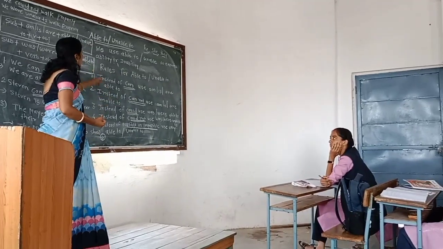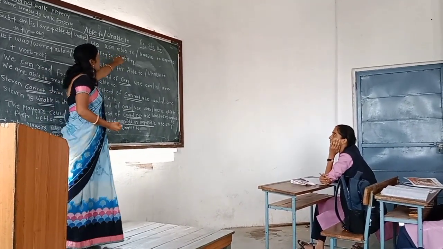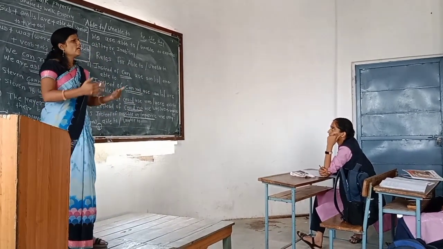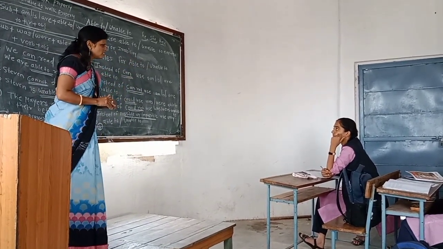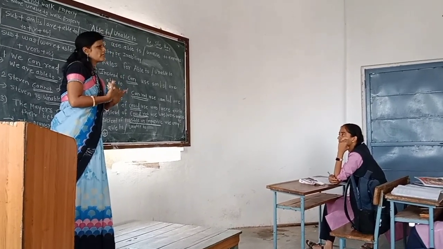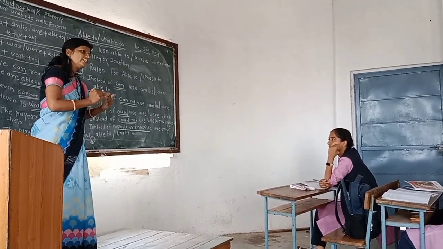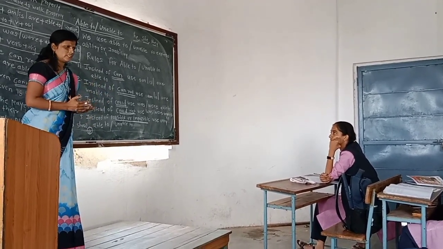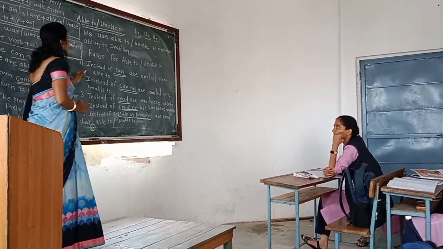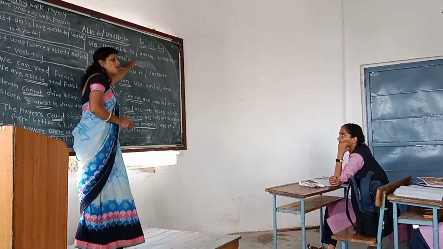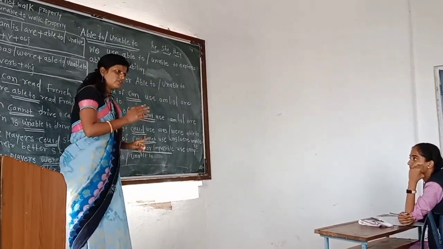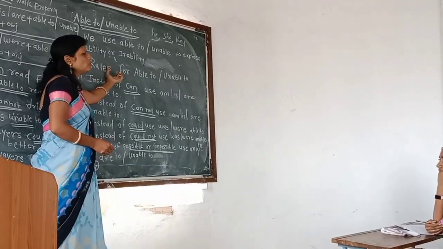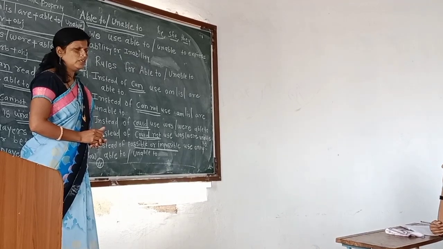So at that time we are using your ability or inability. For inability we can say I cannot speak English. That is your inability because you cannot speak English. At that time, instead of cannot, you can say I am unable to speak English. Understood? So at that time we are using able to or unable to. Understood? Now, some rules for able to or unable to.